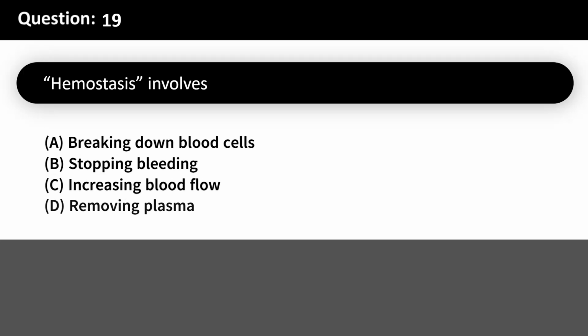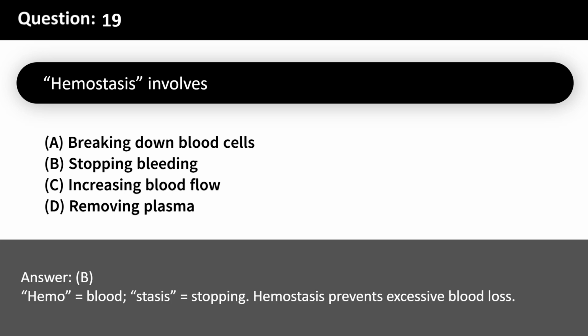Hemostasis involves: A. Breaking down blood cells. B. Stopping bleeding. C. Increasing blood flow. D. Removing plasma. Answer, B. Hema equals blood, stasis equals stopping. Hemostasis prevents excessive blood loss.